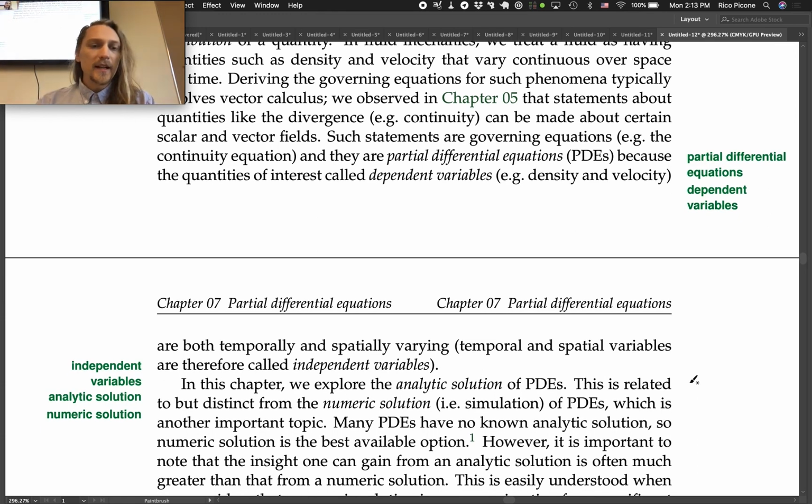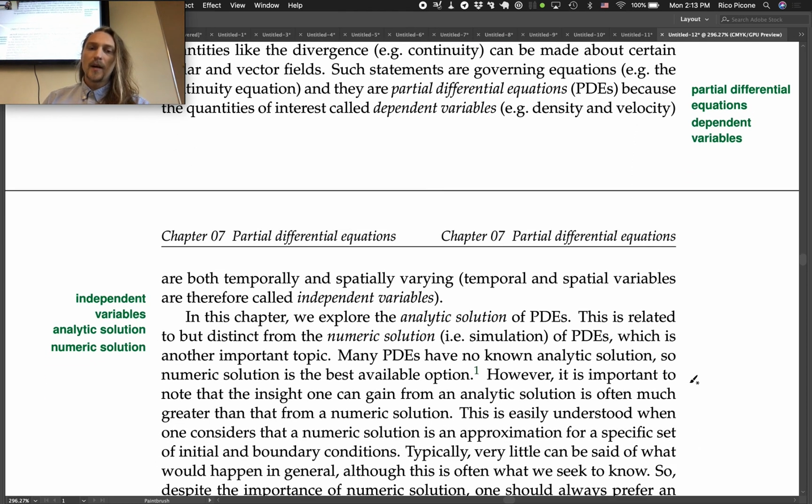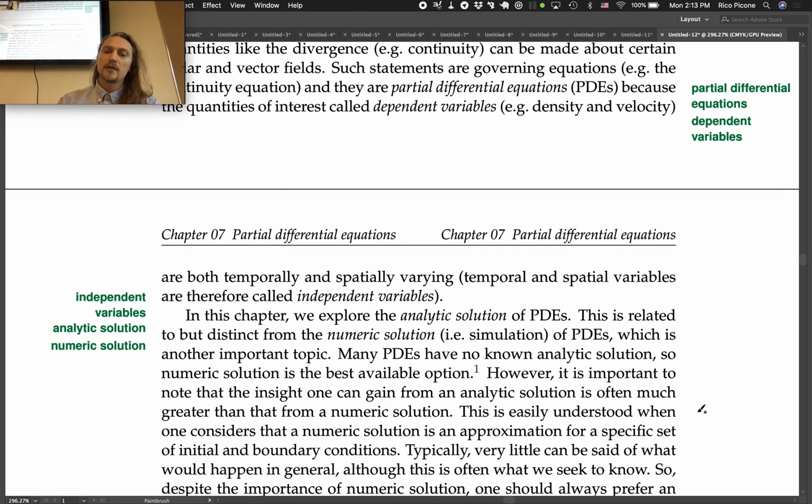This is related to but distinct from the numeric solution, i.e. simulation of PDEs, which is another important topic. Many PDEs have no known analytic solution, so numeric solution is the best available option. However, it is important to note that the insight one can gain from an analytic solution is often much greater than that from a numeric solution.